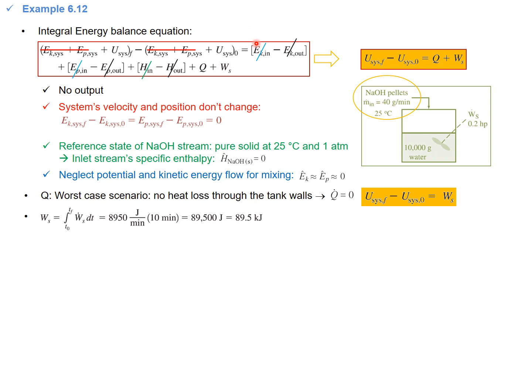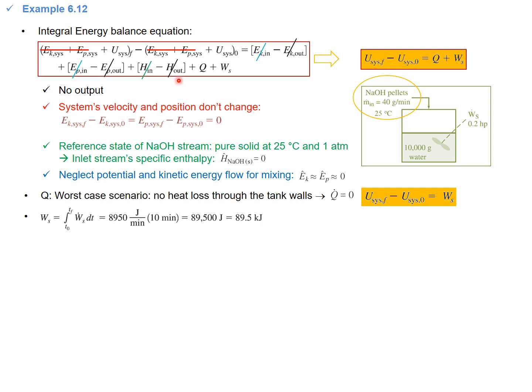Then input minus output for the kinetic, input minus output for the potential, and input minus output for enthalpy plus Q plus shaft work. I have emphasized that in the accumulation term, you will find the internal energy. However, for the flux or input-output rate, you use the enthalpy instead of internal energy. Anyway, that is the full version. So let me try to recognize what kind of terms should be neglected.